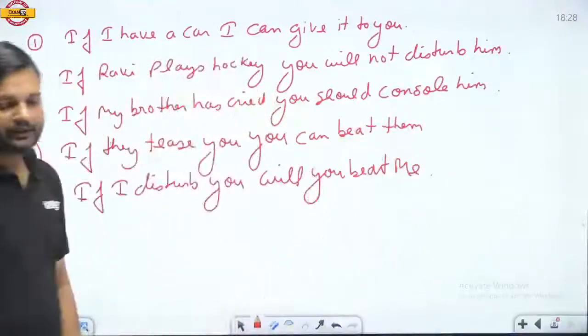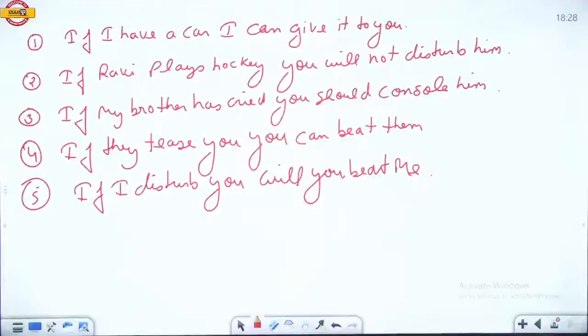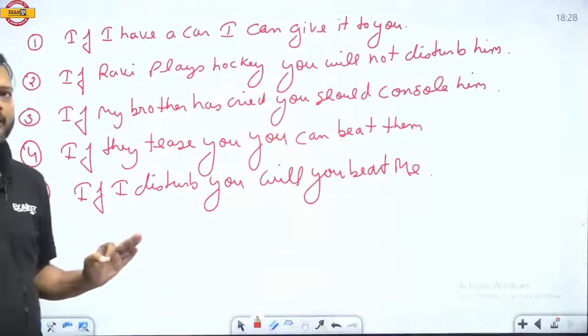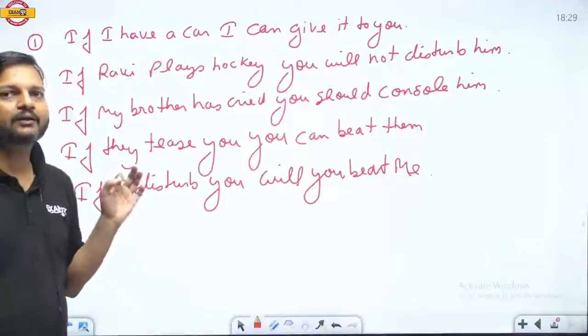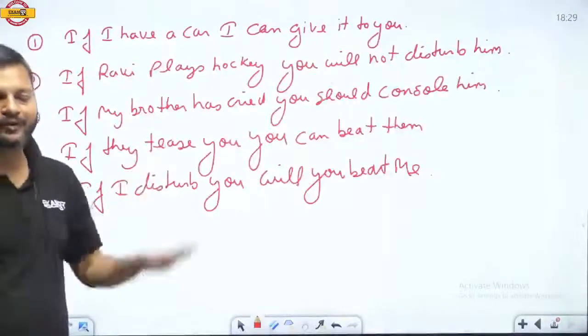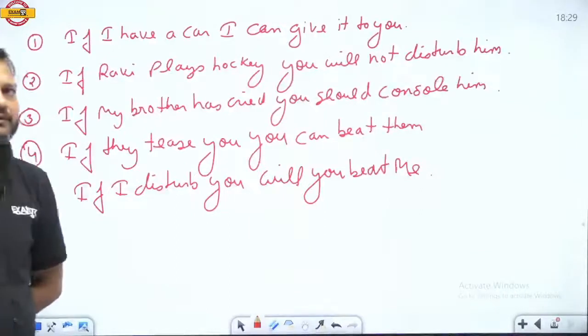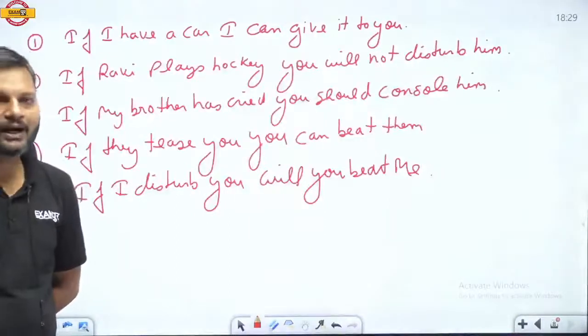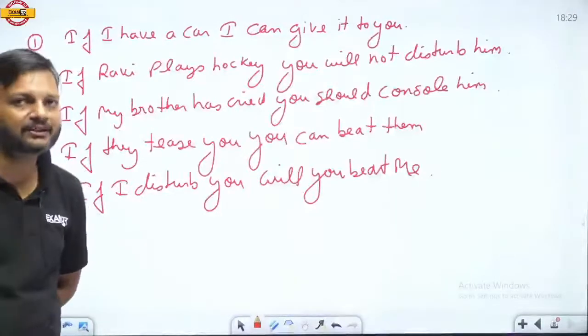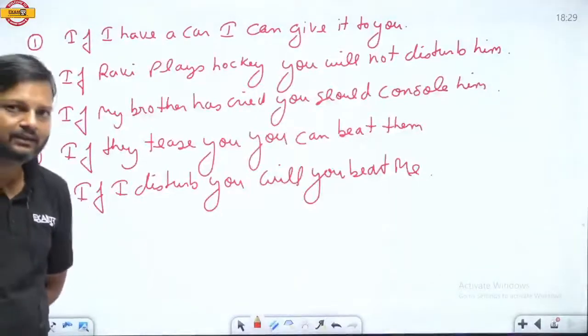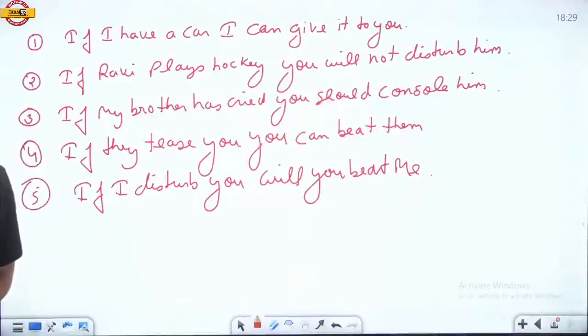Now, find the error in all the 5 sentences. Tell me which sentence is correct and which sentence is wrong. Tell me what correction is required in all these 5 sentences. I am giving you 1 minute to solve all these 5 questions. If the sentence is correct, mark it with no improvement, and if the sentence requires any correction, tell me what it should be.